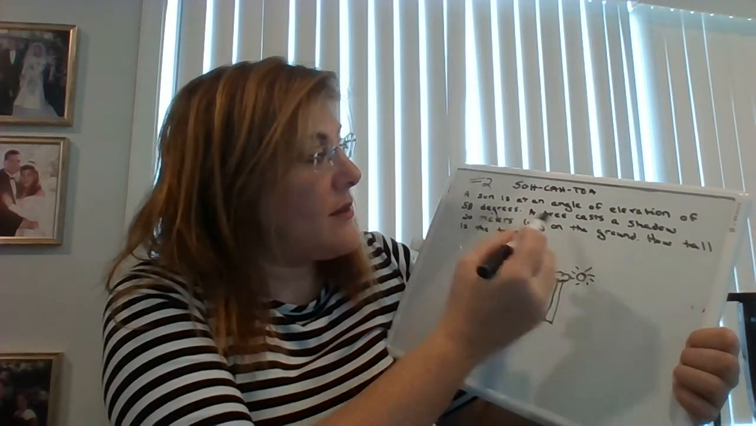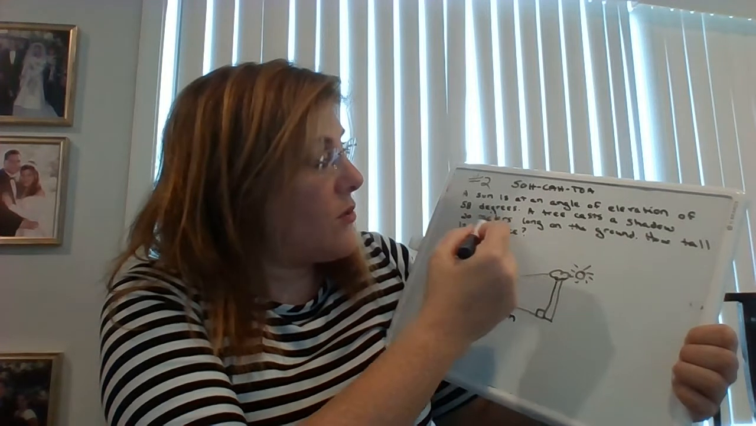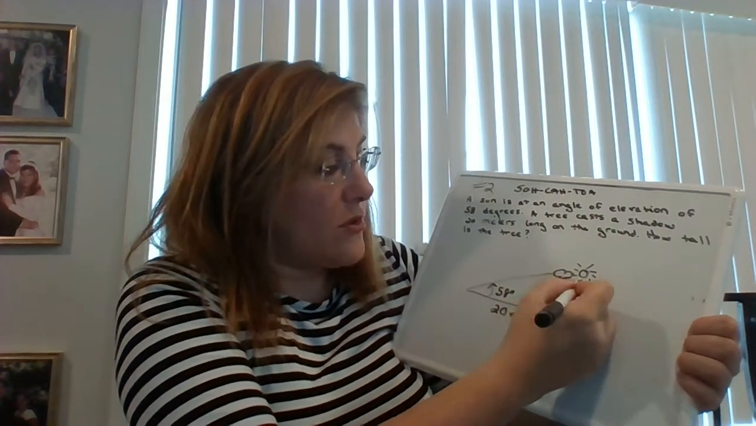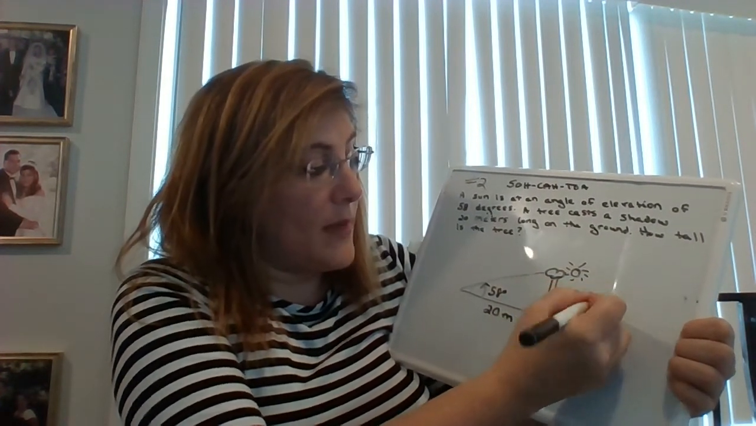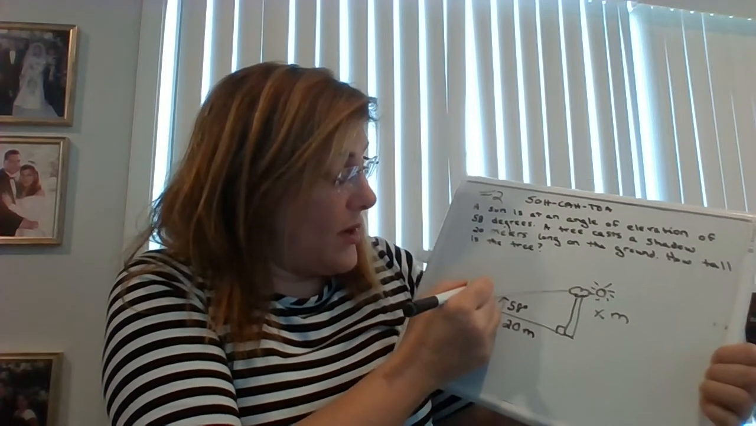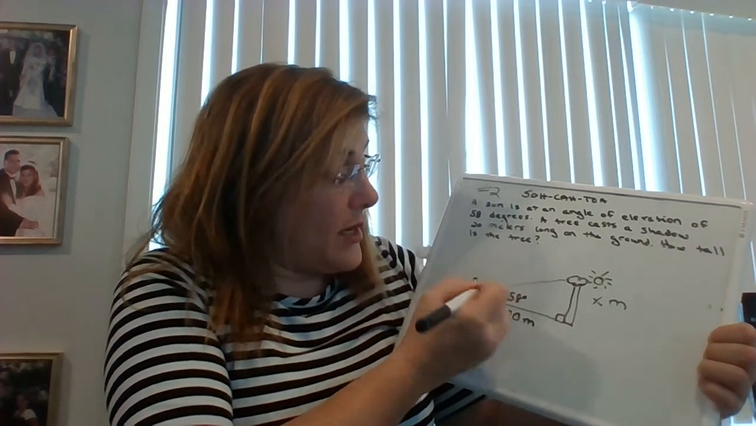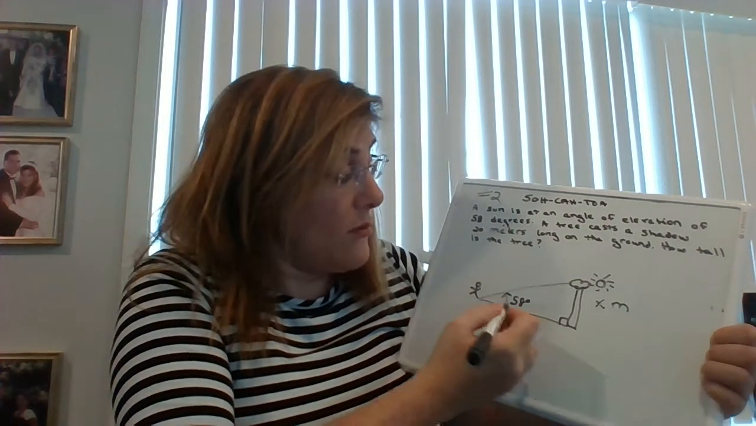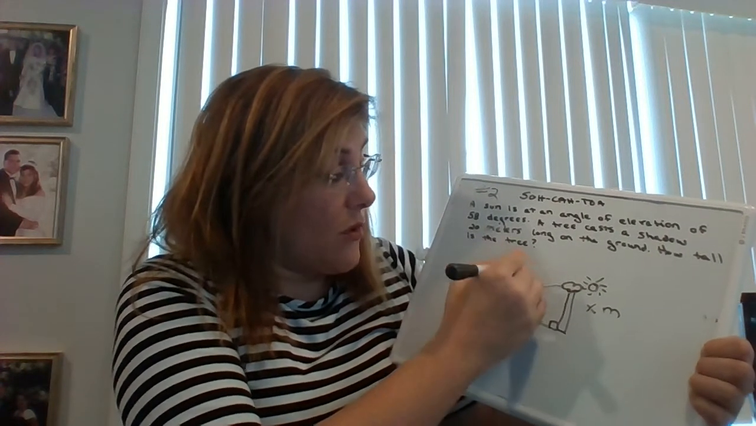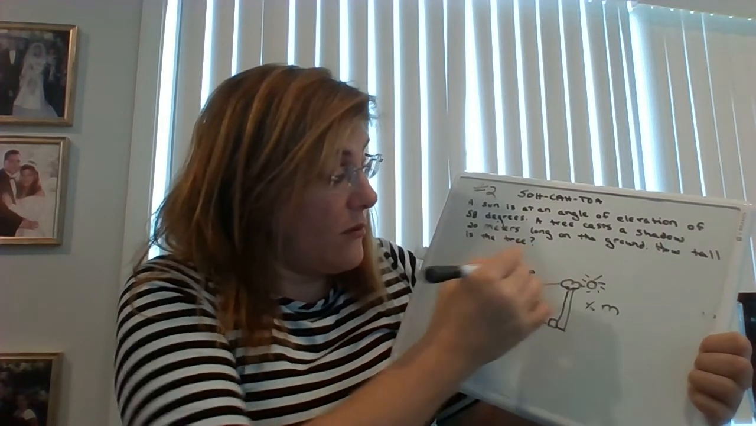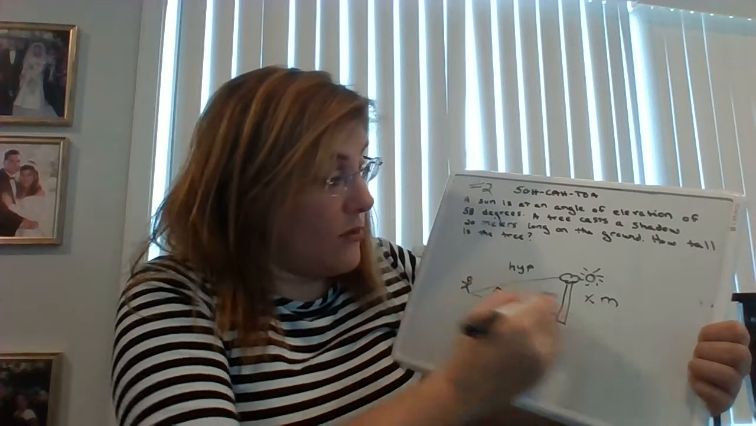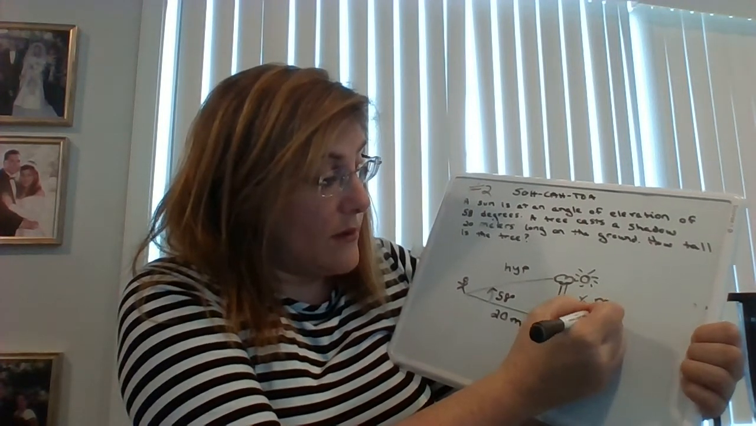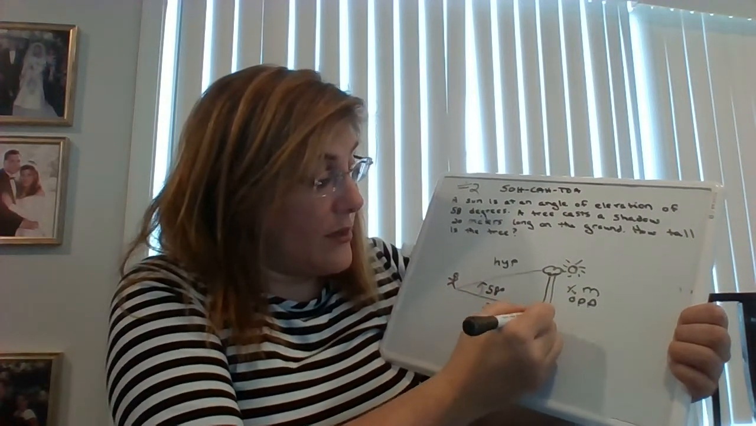So it says, tree casts a shadow 20 meters long on the ground. How tall is the tree? So this is going to be X meters. Now we're over here. This right here is our angle. So hypotenuse is across from the 90-degree angle. Over here, we look across. This is opposite. And the other side is the adjacent side.